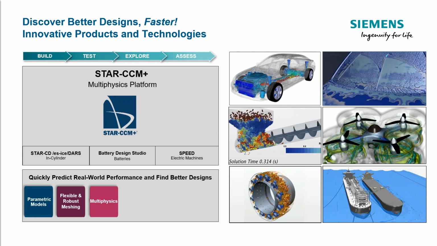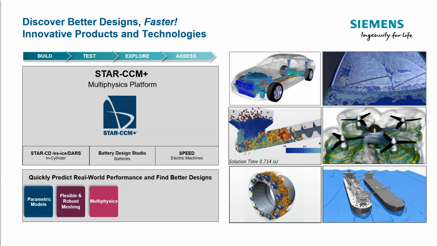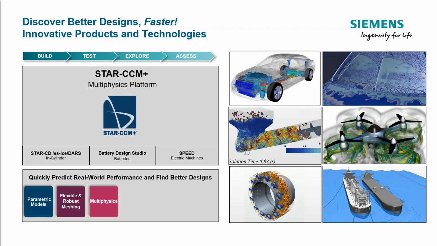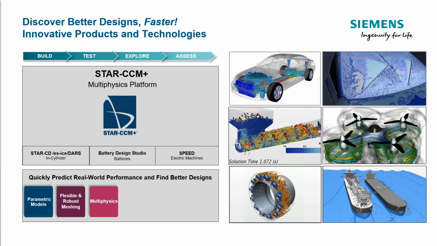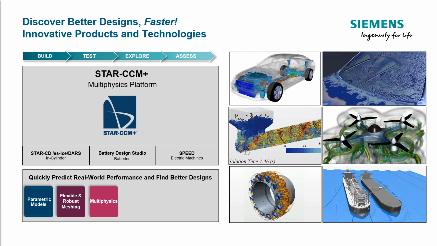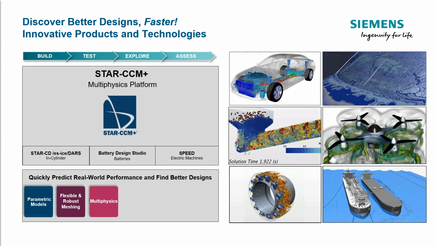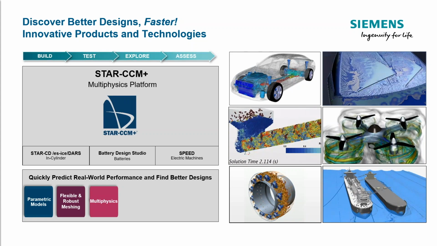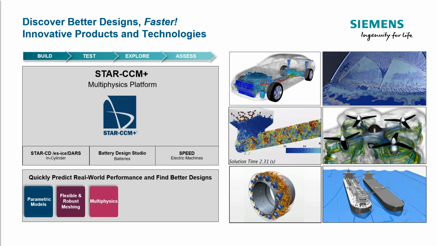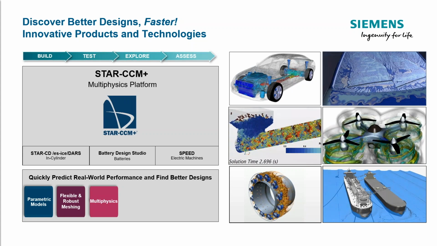STAR-CCM Plus has a wide range of multi-physics capabilities. Kind of examples here on the right side of this chart. You've got traditional conjugate heat transfer that's shown in the upper left, and flow problems, but also you've got DEM modeling capability. You see this little graphic of a hopper on the center left of these images.